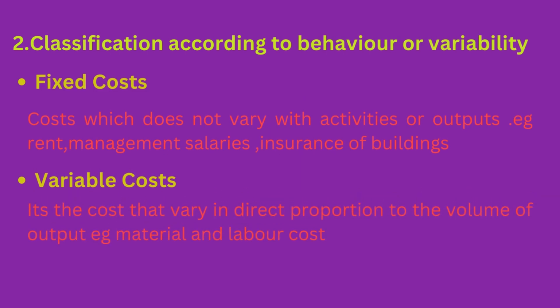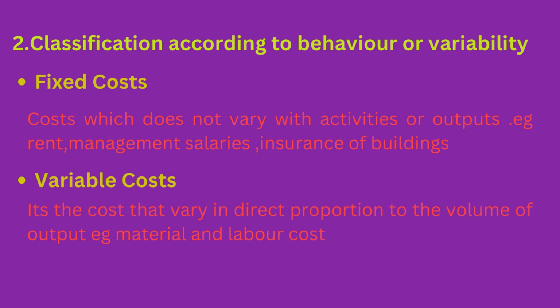The second class of costs is classified according to behavior or variability. We have two types of costs in this class, which are fixed costs and variable costs. Fixed costs are costs which do not vary with activities or outputs. For example, we have rent, which does not vary whether we're making profits or losses in the organization. Also, we have management salaries and the insurance of buildings.